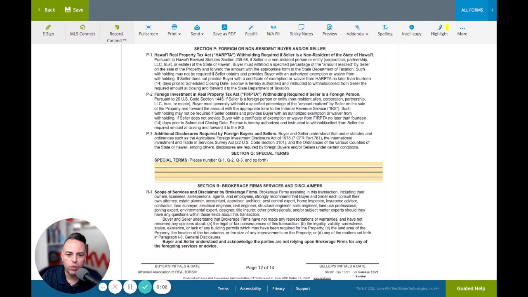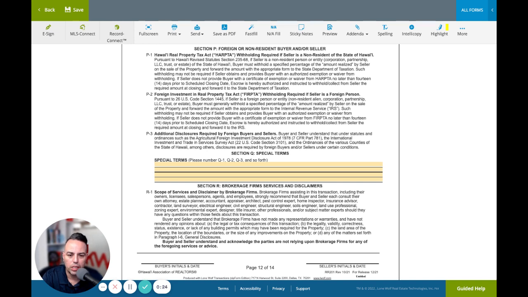Section P, foreign or non-resident buyer and or seller. P1 is Hawaii Real Property Tax, which is HARPTA. This is for a seller or an investor who does not reside in the state of Hawaii. He's a U.S. citizen, he or she, but lives outside of the state of Hawaii, and they're selling this property. And then P2 is referring to foreign investor, which is FIRPTA.